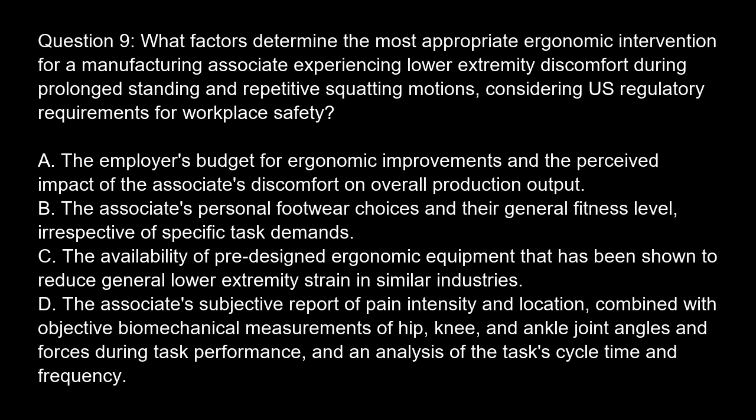Option A. The employer's budget for ergonomic improvements and the perceived impact of the associate's discomfort on overall production output. Option B. The associate's personal footwear choices and their general fitness level, irrespective of specific task demands. Option C. The availability of pre-designed ergonomic equipment that has been shown to reduce general lower extremity strain in similar industries. Option D. The associate's subjective report of pain intensity and location, combined with objective biomechanical measurements of hip, knee, and ankle joint angles and forces during task performance, and an analysis of the task's cycle time and frequency.